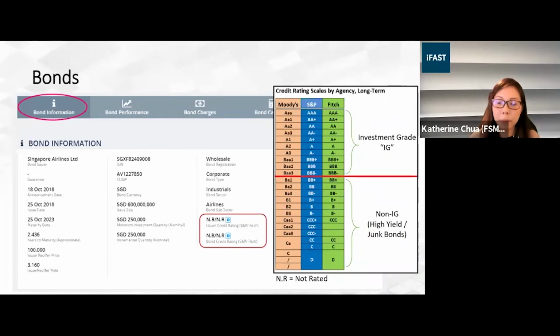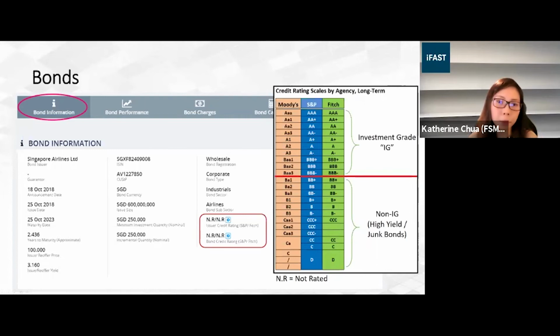But companies that are issuing in the Sing dollar space will not usually go for a rating because, first and foremost, it's a double-edged sword. If you go for a rating and the rating companies rate you very badly, you have to pay a lot more in terms of your coupon. Usually in the Sing dollar bond space, with their local presence, investors will be more or less familiar with the profile, and hence they will not have to go for a rating at all.